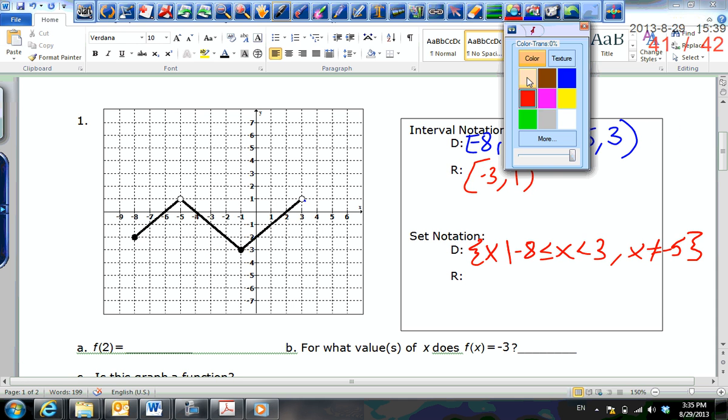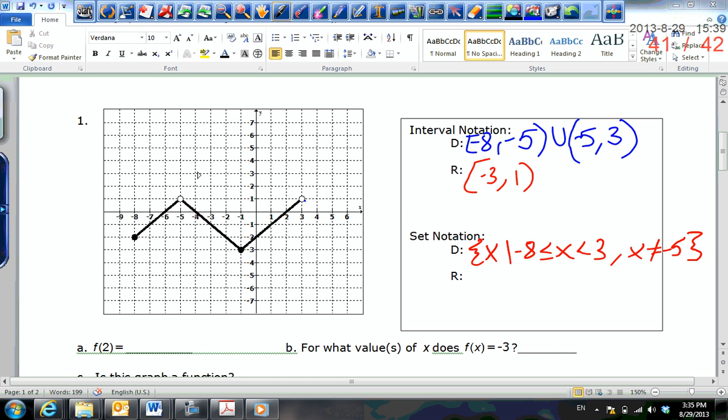Moving on. Range, bottom to top. Set of all y such that -3, is it greater than or equal? Less than or equal to y, and then just less than 1. How come I'm using less than, not less than or equal to? So it's not a shaded circle. On a shaded circle, well done. What we really need to understand is that the domains are the same, the ranges are the same. We're just saying it in two different ways.